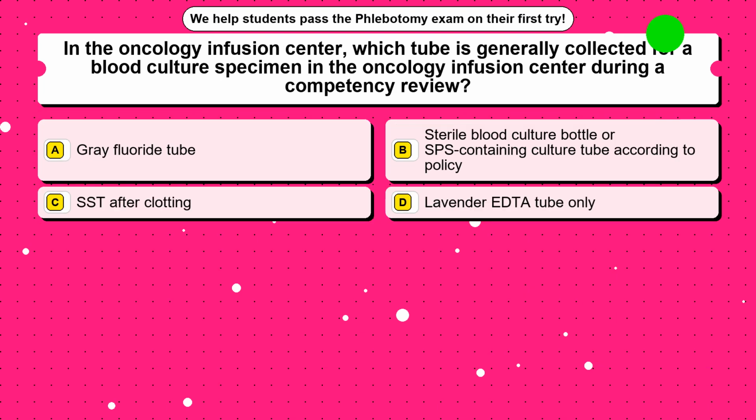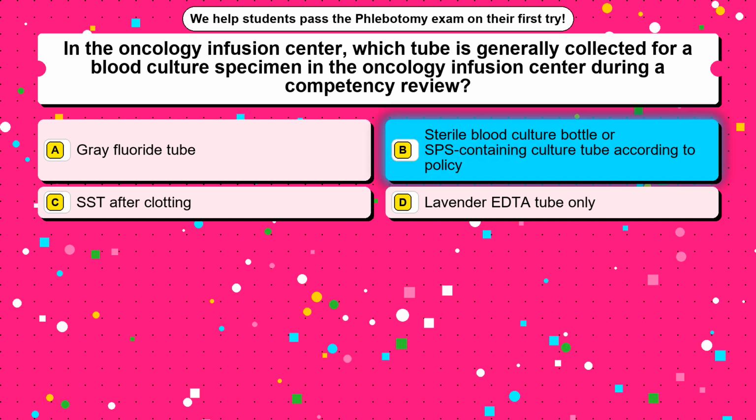Question 26. In the Oncology Infusion Center, which tube is generally collected for a blood culture specimen during a competency review? Option A, gray fluoride tube. Option B, sterile blood culture bottle or SPS containing culture tube according to policy. Option C, SST after clotting. Option D, lavender EDTA tube only.